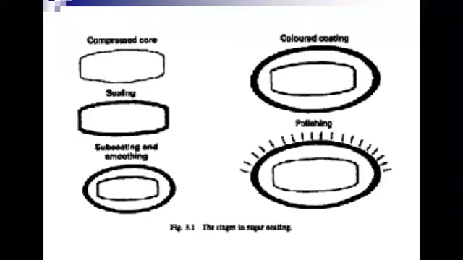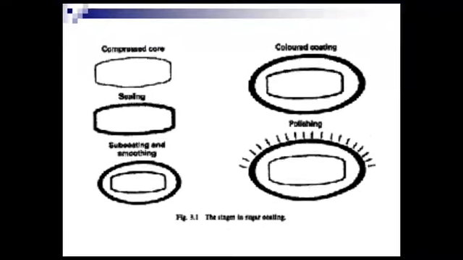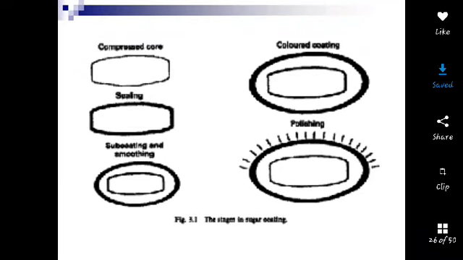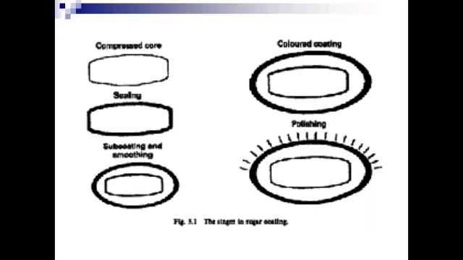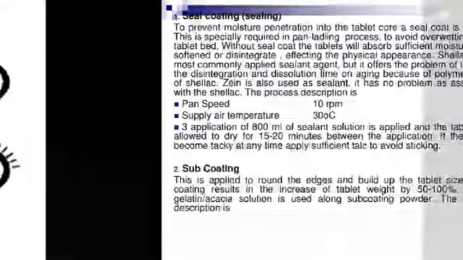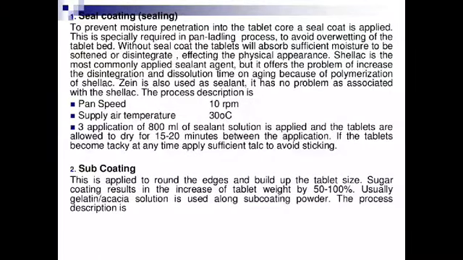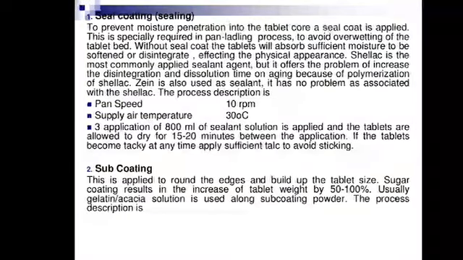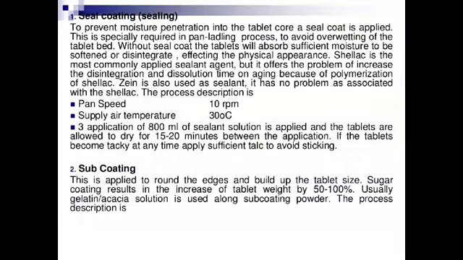Then you add the coloring solution. In subsequent two or three steps you apply the color, then finally polishing. So it's a very multitask procedure to get the sugar coated tablet. It requires skill as well as competency to operate the machine. Then you have the various steps, just to go through the various individual procedures.